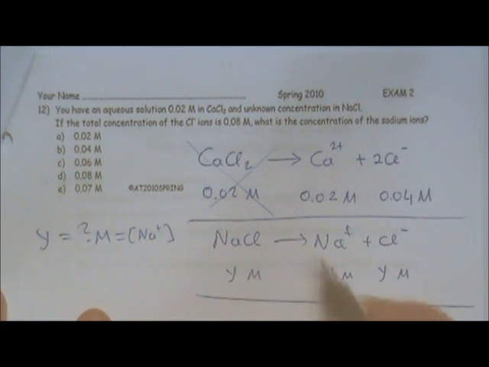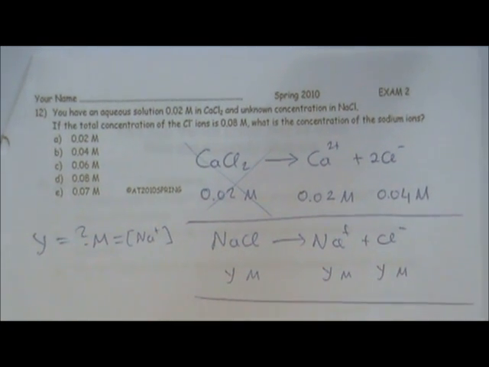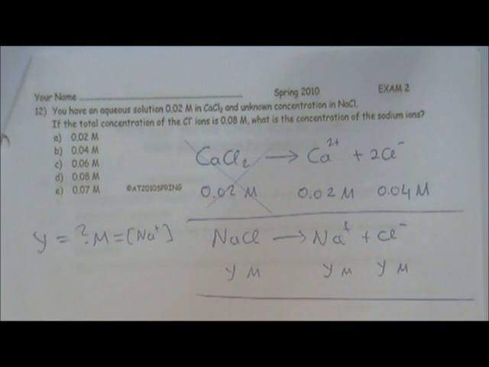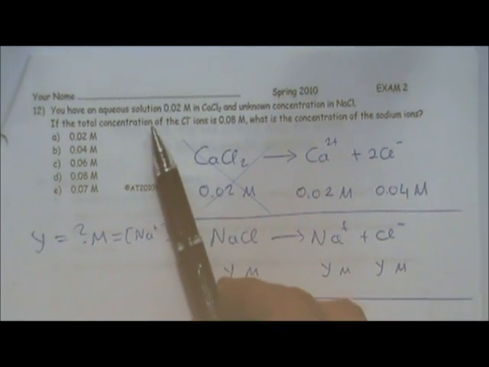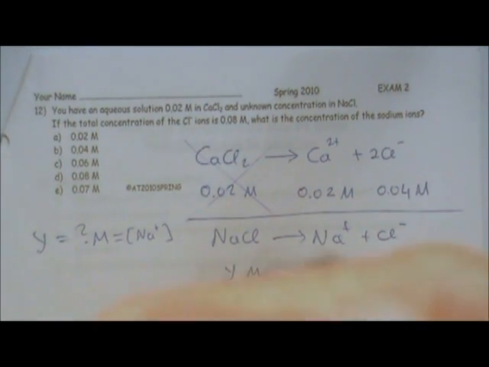We want the concentration of sodium ions, we'll call it Y, and that's what we'll find out, how much is Y. Okay? So, what do we know? What does it give us? It gives us something we didn't use yet. It gives us the total concentration of chloride ions. That's given to us, we didn't use it yet. We need to use it, right?